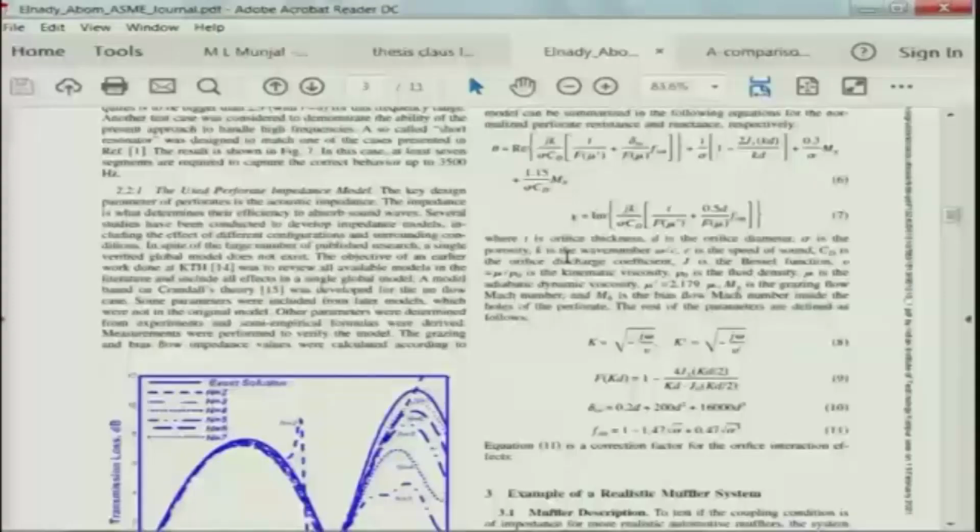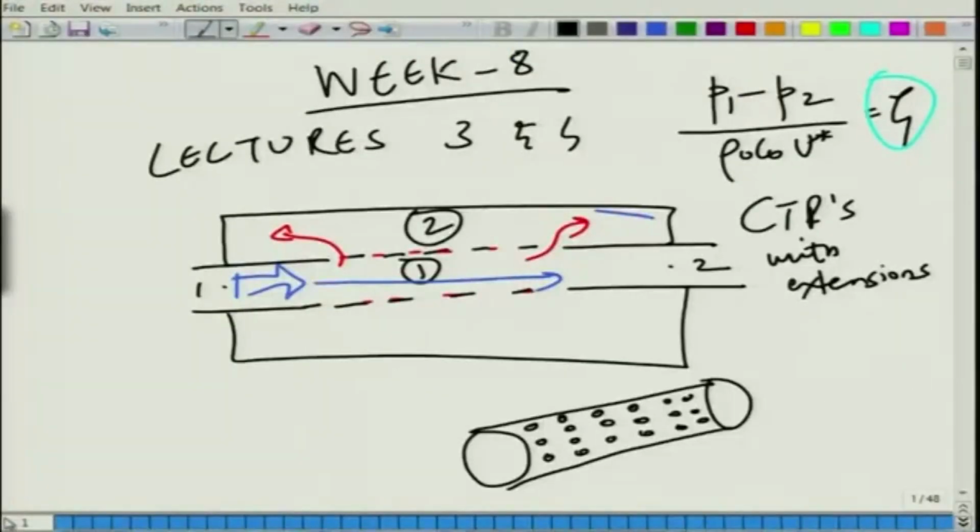For our cases, we are most likely going to use the expression given by Elnady and others, and that, like I said, has been quite popularly used. And just for the sake of completeness, I must also mention that there are other models available in the literature. So, let us go back to the presentation.